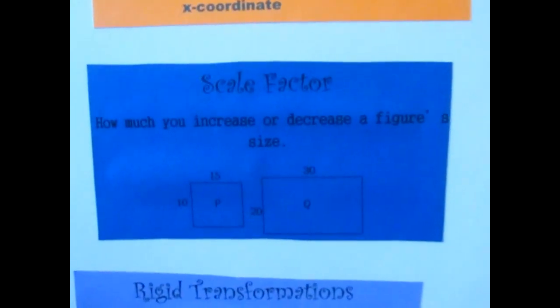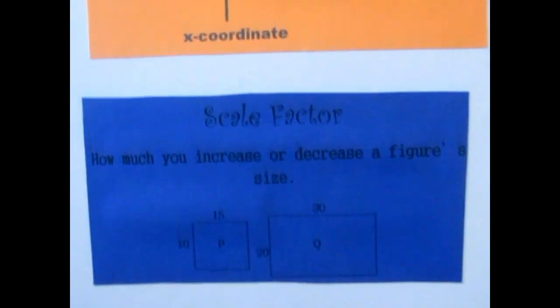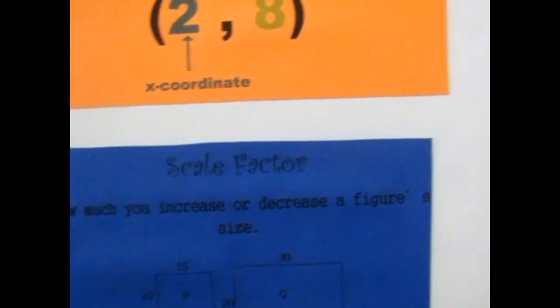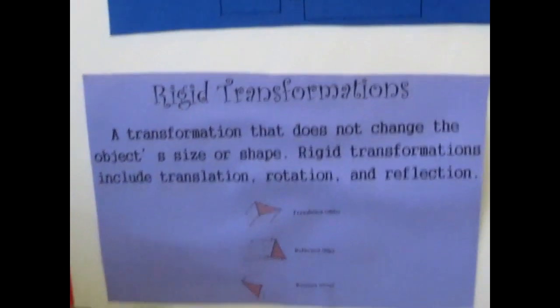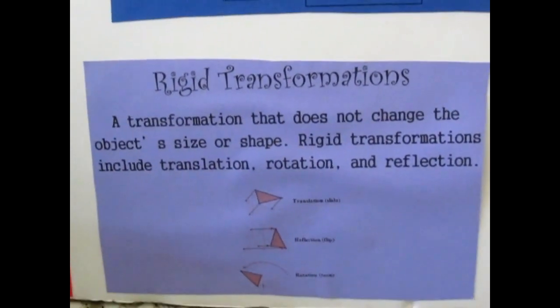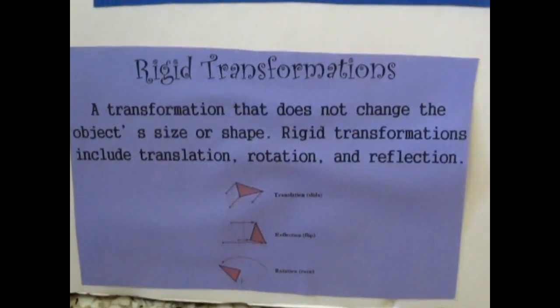Scale factor. How much you increase or decrease a figure size. This usually is involved in dilation. Rigid transformations. A transformation that does not change the object's size or shape. Rigid transformations include translation, rotation, and reflection.